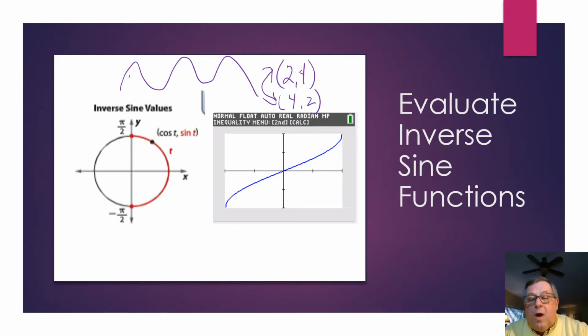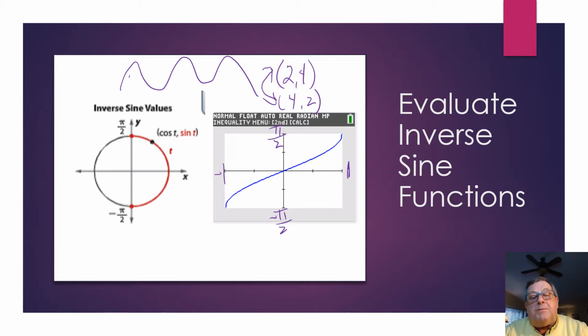And in fact, over here on the right, this is the graph of the inverse sine function, where we've got a domain of -1 to 1, and our range is -pi/2 to +pi/2. Our domain becomes our range and our range becomes our domain. And that's how I set this up with my window settings.